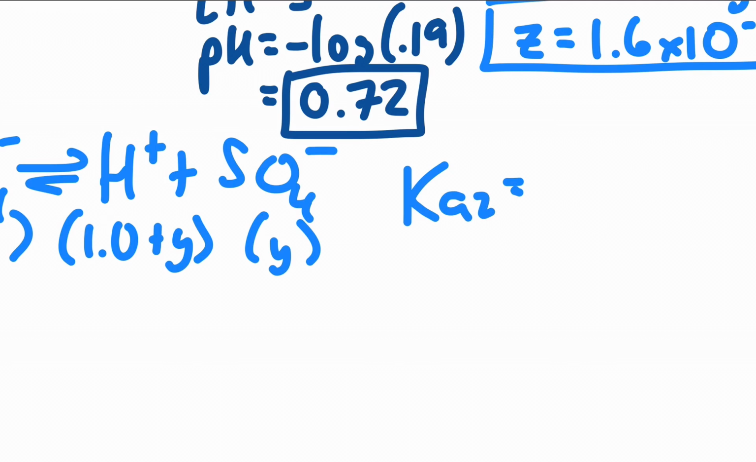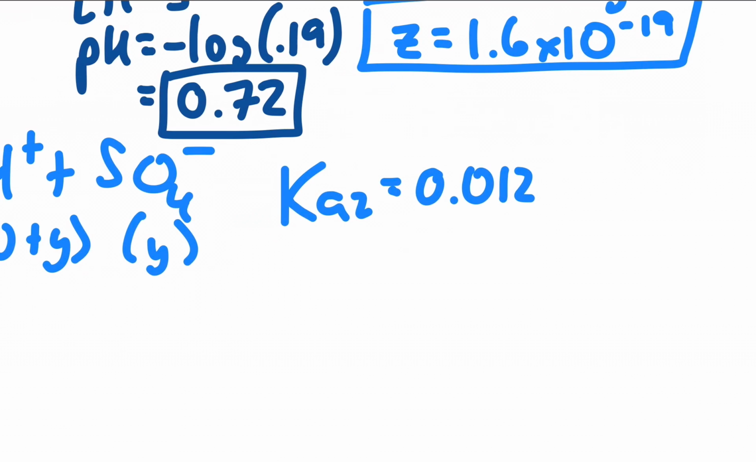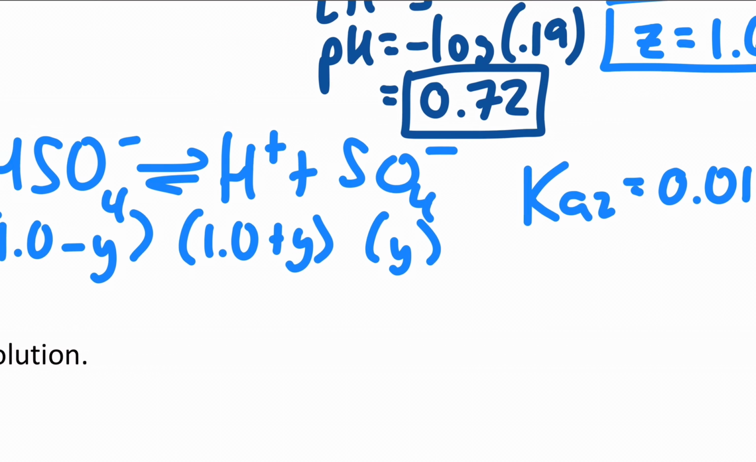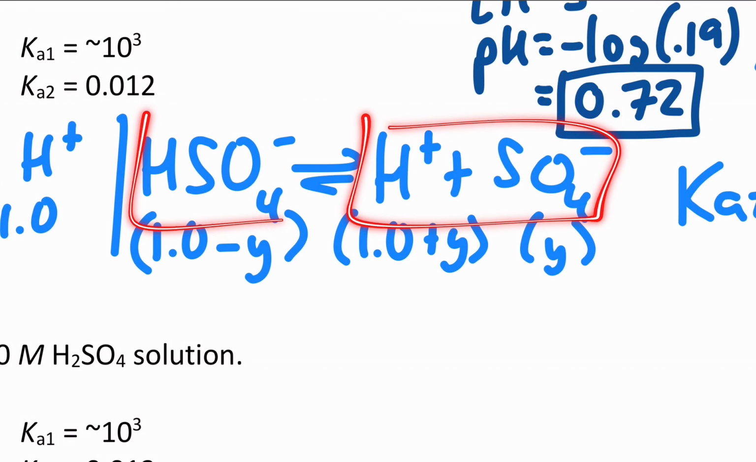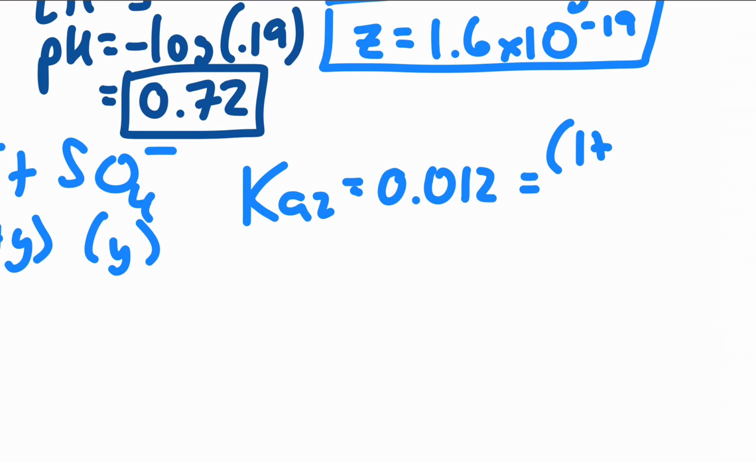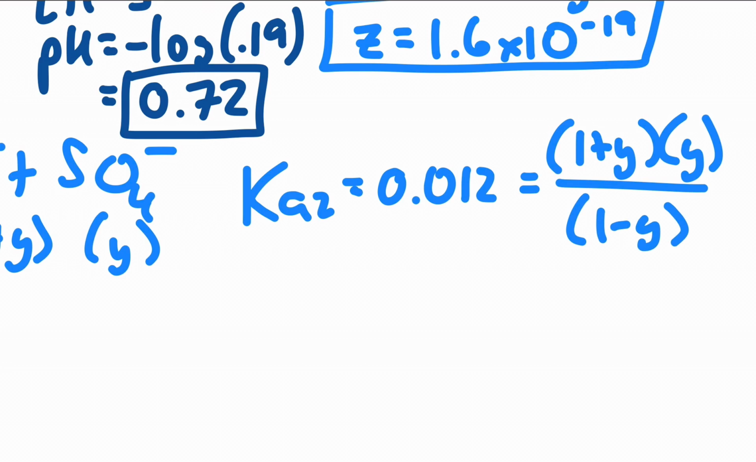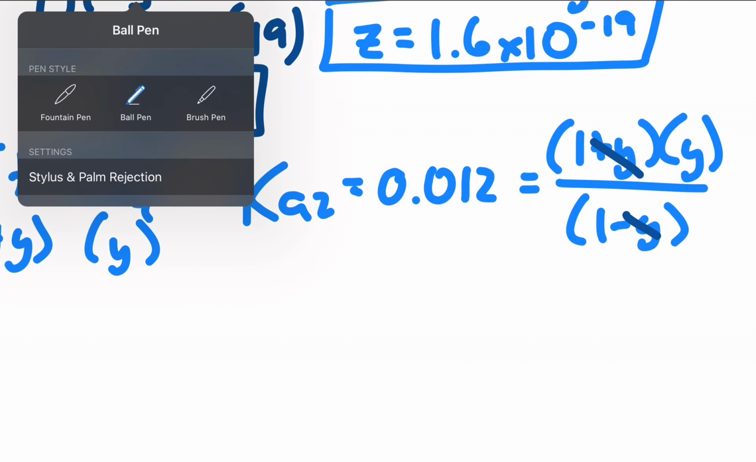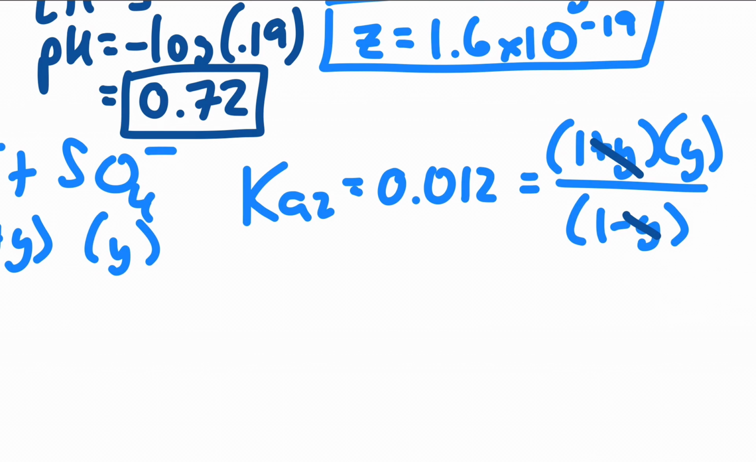Ka2 is 0.012, and that's equal to the products over the reactants. So that's going to be 1 plus Y times Y all over 1 minus Y. Now I'm going to take an assumption that this Y is insignificant compared to 1, which means both the 1 plus Y and the 1 minus Y just become 1, which means that Ka2 is equal to Y.